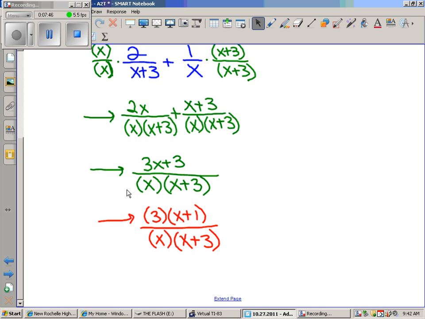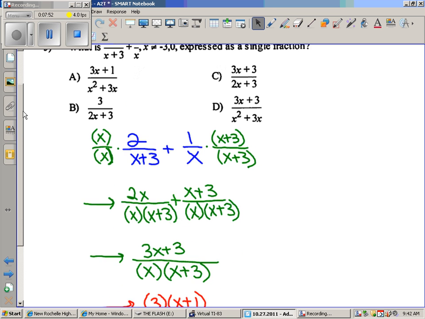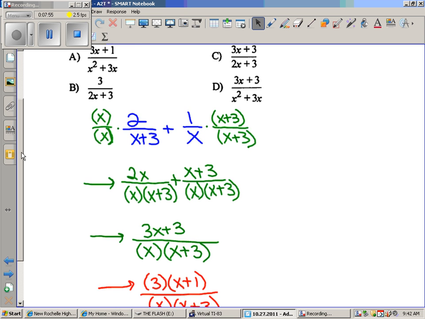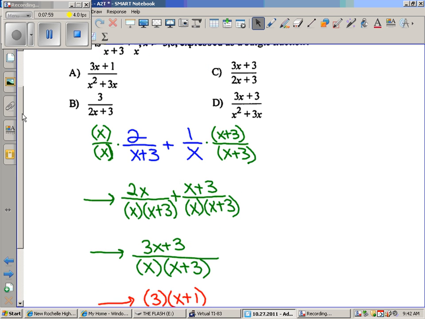Oh, yeah. I mean, this is what I personally do. And if you were going to try and see which one is the answer, which one is the answer? D. I think it's D. Because it would be 3x plus 3 and then x squared plus 3x. Yeah, it's D. Okay, good. It's this one right here. That was 5.